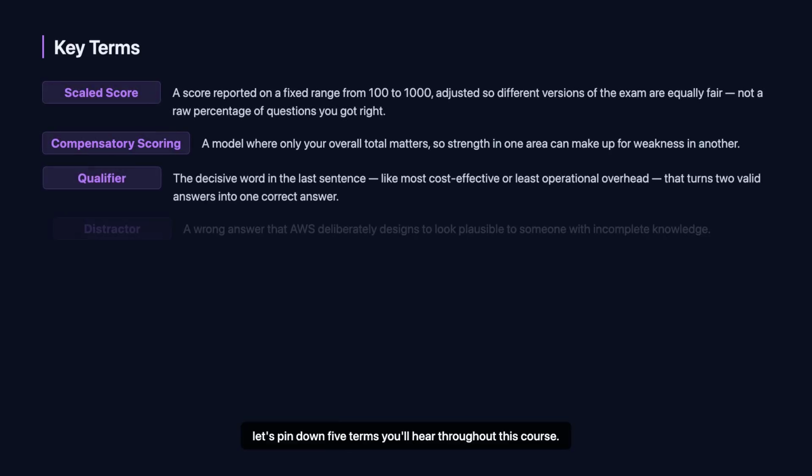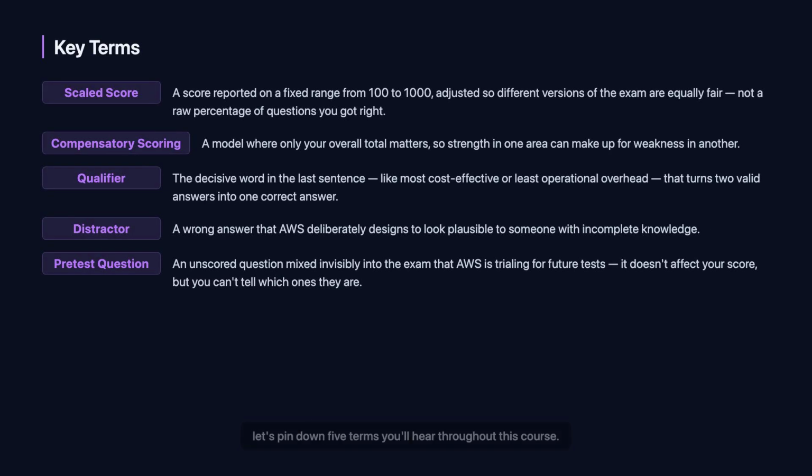Before we go further, let's pin down 5 terms you'll hear throughout this course. A scaled score is reported from 100 to 1000, and it's adjusted for fairness across exam versions, so it's not a raw percentage. Compensatory scoring means only your overall total counts, so a strong area can offset a weak one. A qualifier is the decisive word in the last sentence, like most cost-effective, that separates 2 valid answers into 1 correct answer. A distractor is a wrong option that Amazon Web Services designs to look plausible on purpose. And a pretest question is an unscored item mixed in invisibly that Amazon Web Services is trialing for future exams.